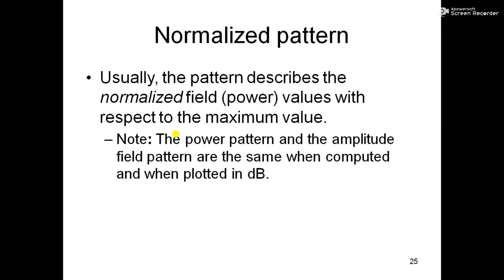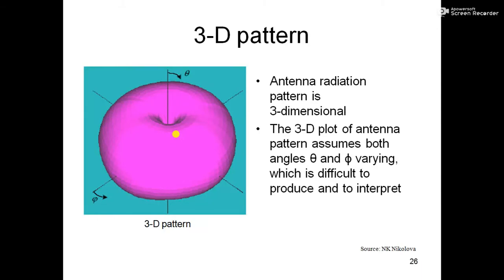So the main advantage of normalizing is that suppose we have two separate antennas, and one may be having very high gain and the other may be having very low gain. In that case, comparing the two patterns pictorially or mathematically may be complex. So we normalize the patterns so that the maximum value of the pattern remains somewhat the same, and this helps us in comparing the radiation patterns.